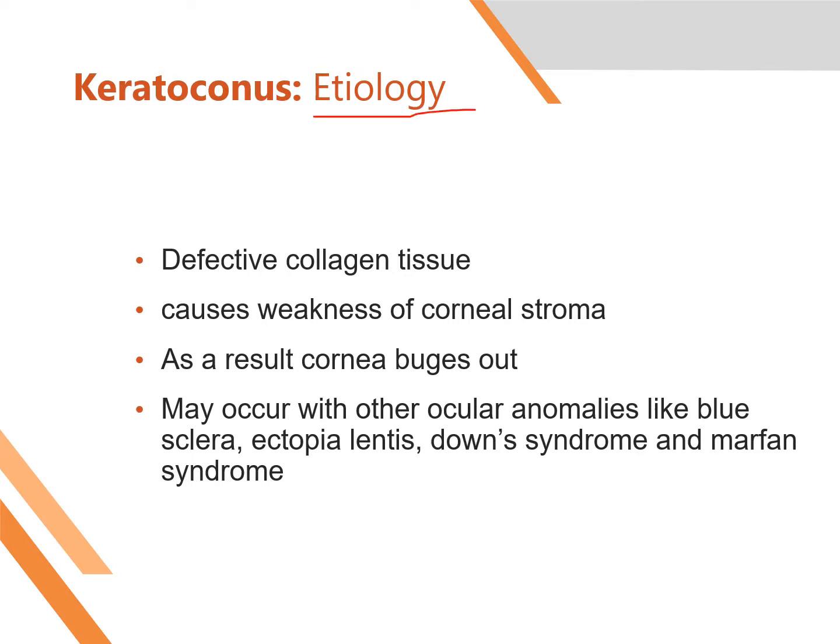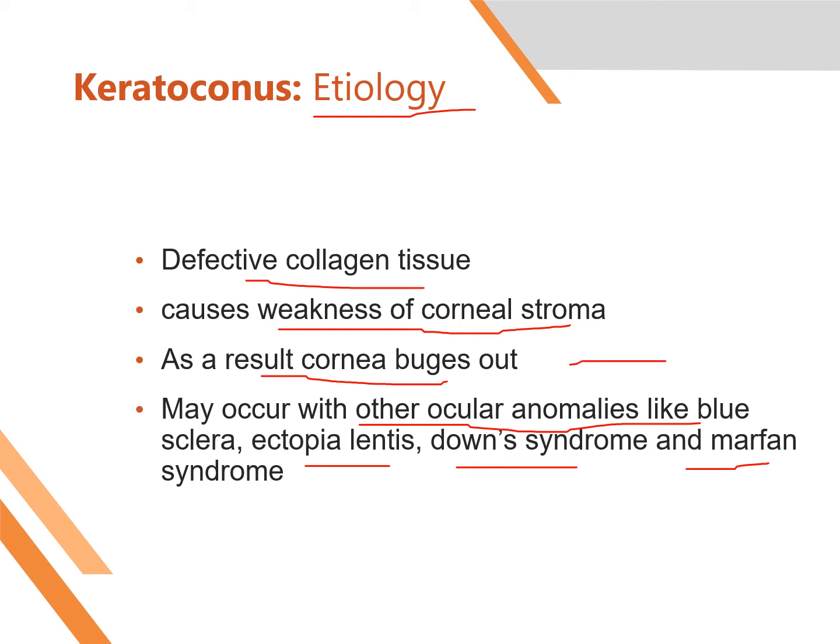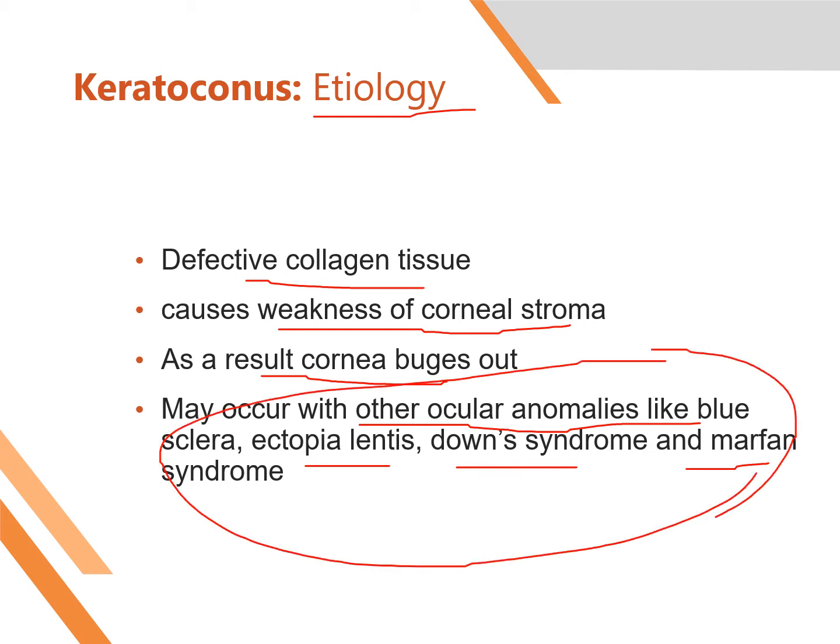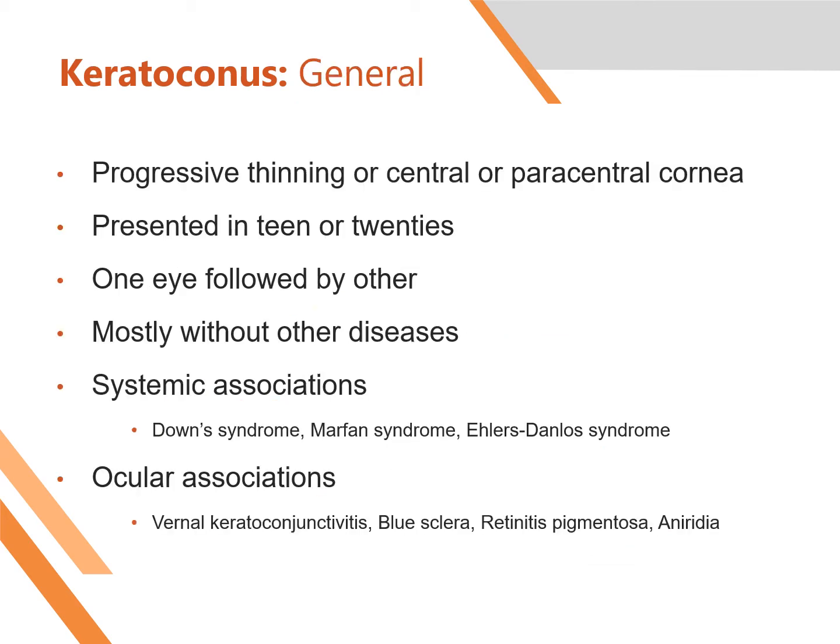Etiology of keratoconus: defective collagen tissue in the cornea causes weakness of the corneal stroma. As a result, the cornea bulges out. It may occur with ocular anomalies like blue sclera, ectopia lentis, Down syndrome, and Marfan syndrome. Remember, all these are MCQs, so do remember these names, please.